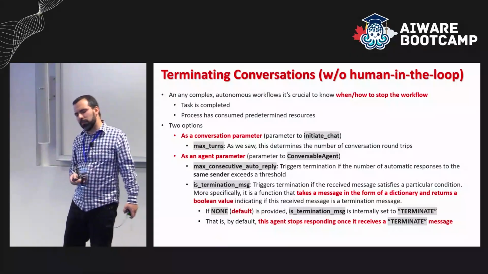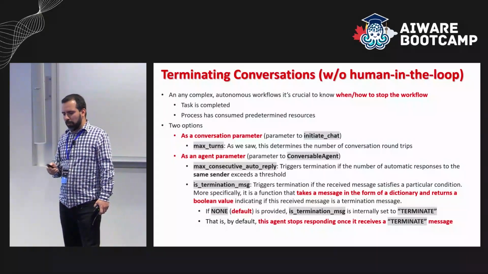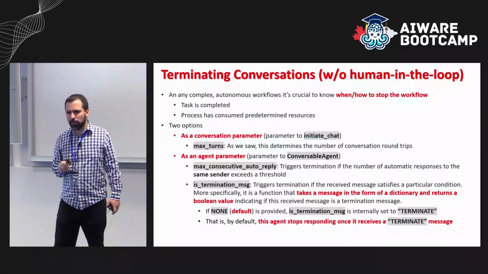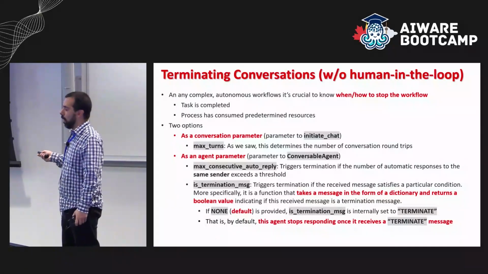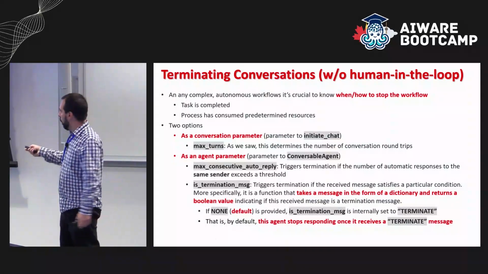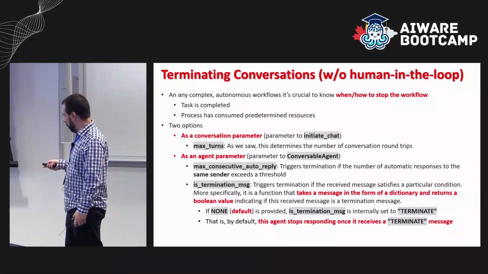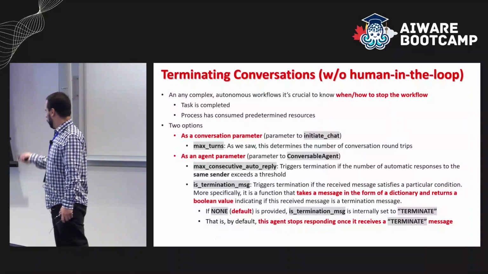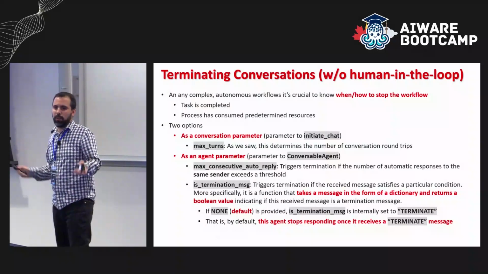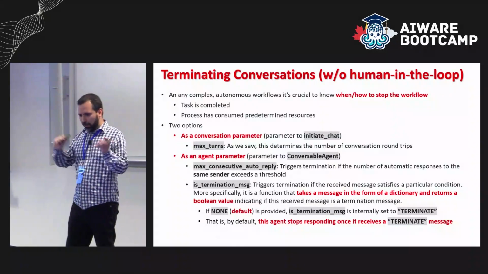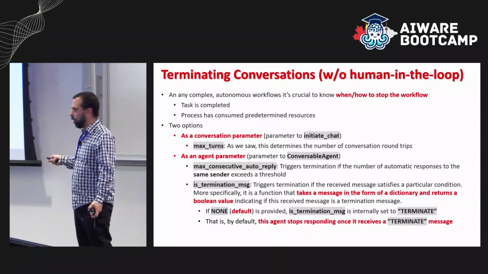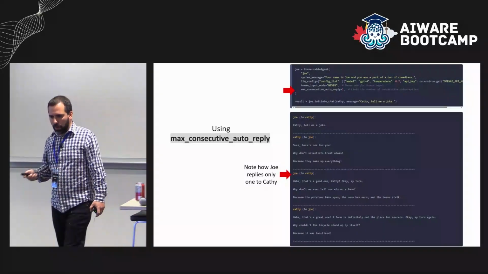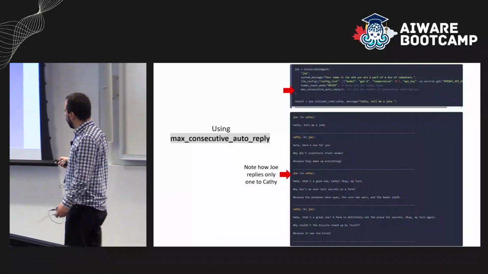Now, there are a few things. If you go to the Microsoft Autogen documentation, some things are a bit tricky to figure out. One of these is that if you don't say anything, if you just put None there for is termination message, the agent will stop responding if it receives a message that has only terminate. So this is the default mechanism. Agents in Autogen, if you don't do anything, will only stop talking if they get a terminate message, okay? Cool.